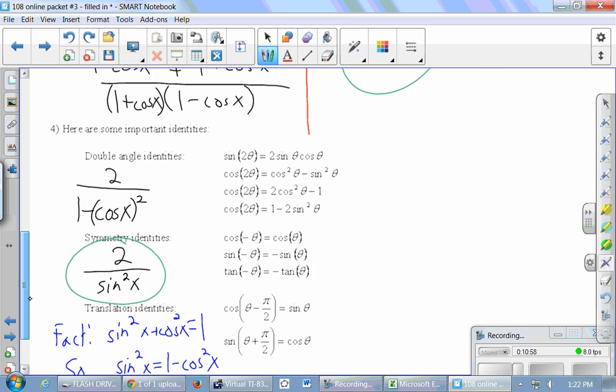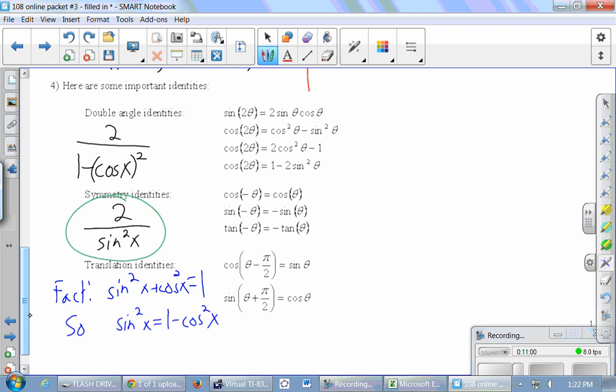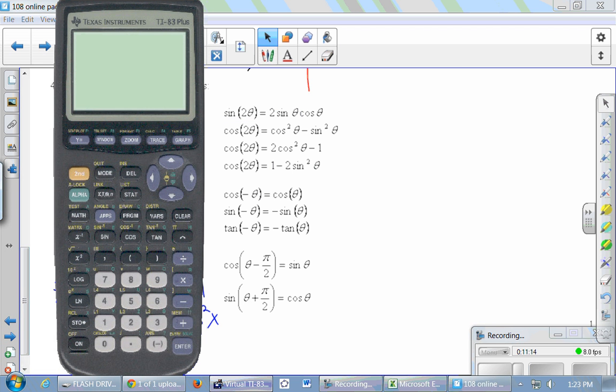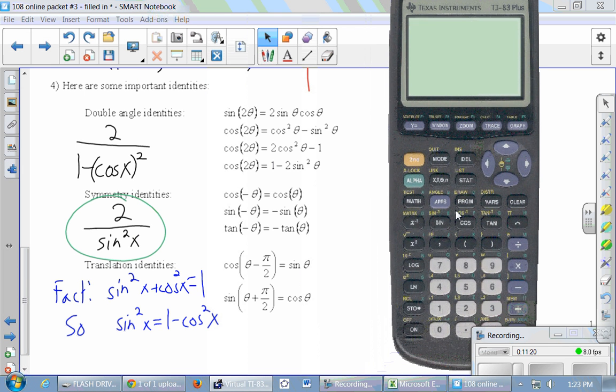Okay, so let's take a look at number 4, a list of some important identities. And we'll see proofs of many of these on the very next page. The double angle identities, for example, sine of 2 theta is equal to 2 times sine theta times cosine theta. I can maybe convince you that that could be true by looking at the calculator here. So instead of graphing both sides, I'll do something that's not quite as compelling, but still pretty compelling.